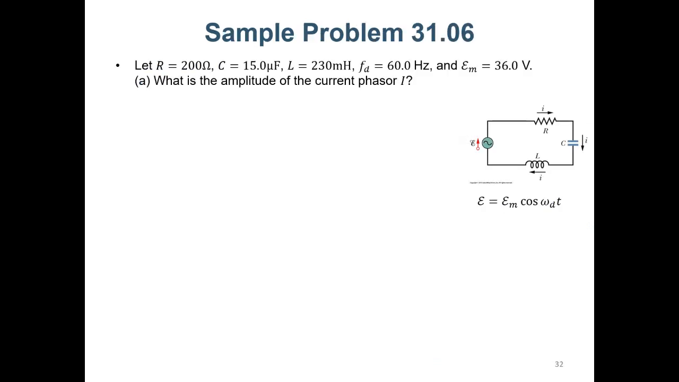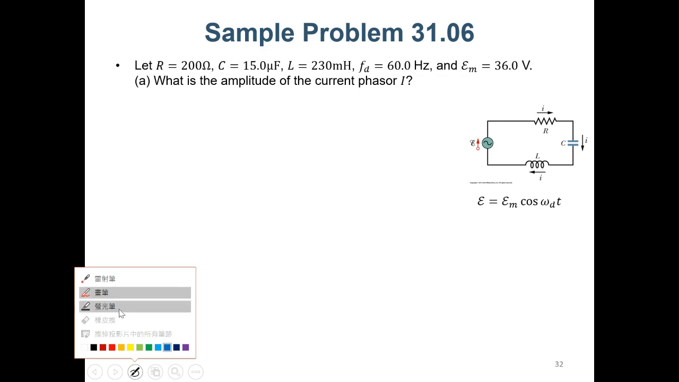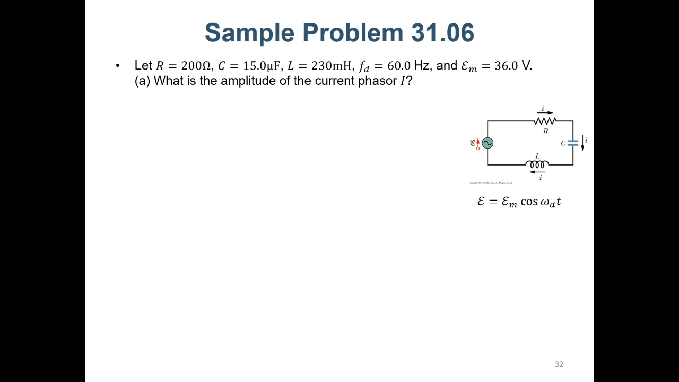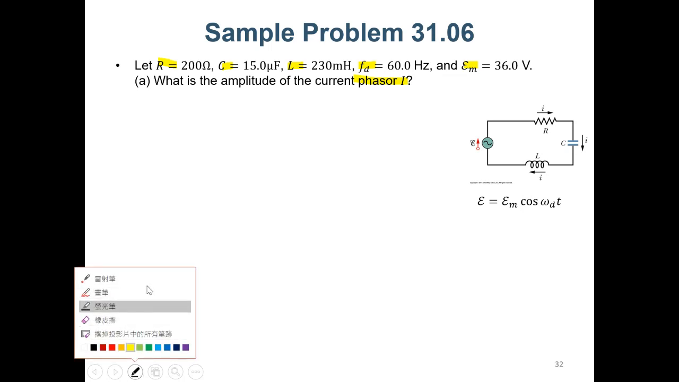Well, so let's see an example to have a better feeling about all this complicated stuff. In this case, we have RLC in series with the AC source. So we have R, C, L, and EM. So what is the phasor of the current? Current phasor.